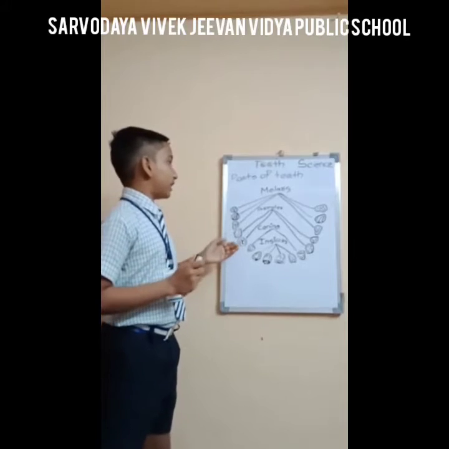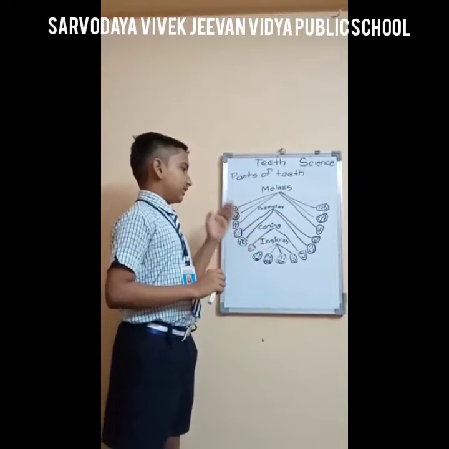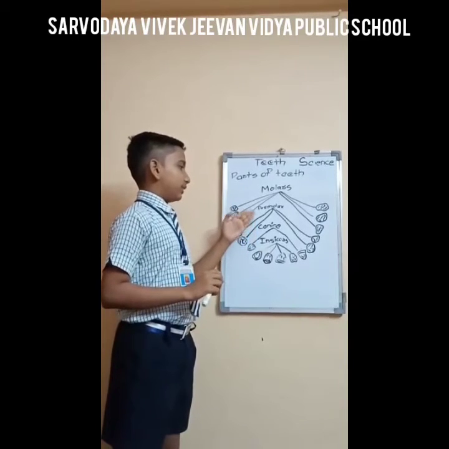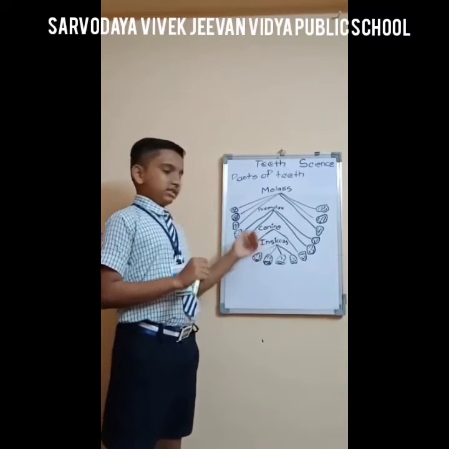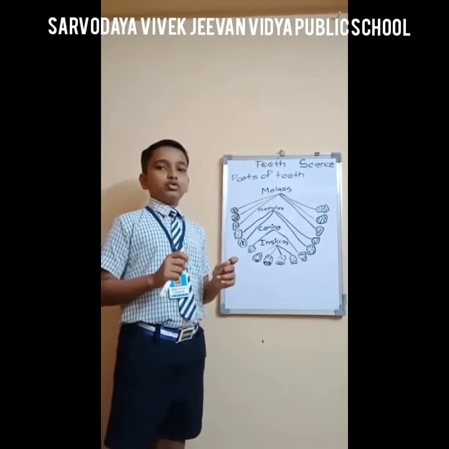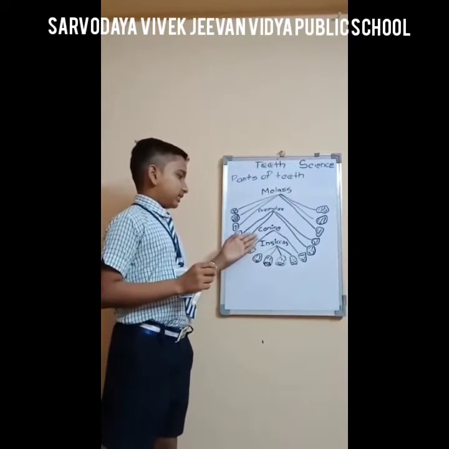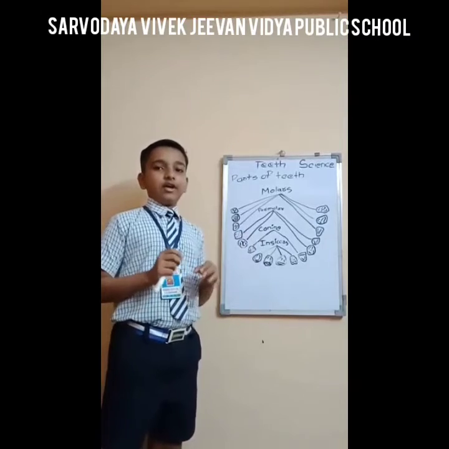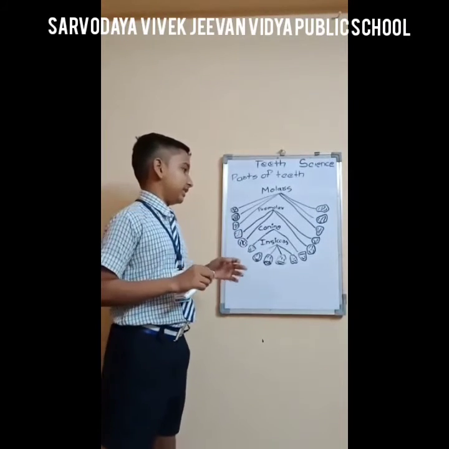There are 4 types of teeth in our body. First is incisors, then canines, third premolars, and last molars. First are incisors. Incisors have edges that are used to cut and bite the food into smaller pieces. The second one is canines. They have sharp edges that are used to tear flesh easily.